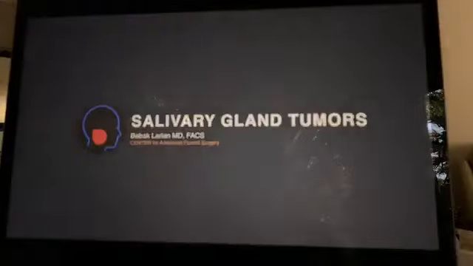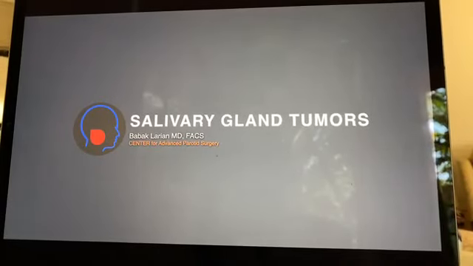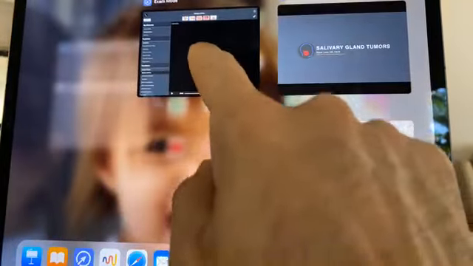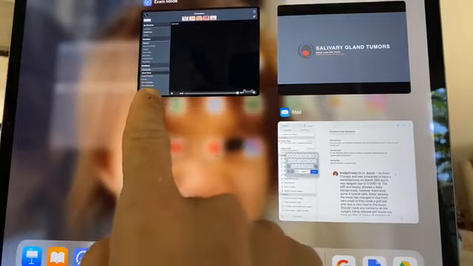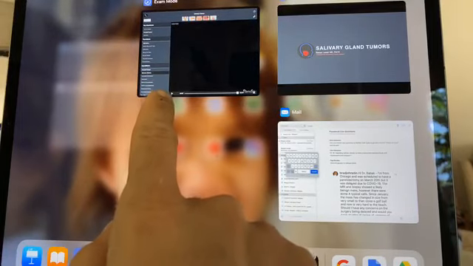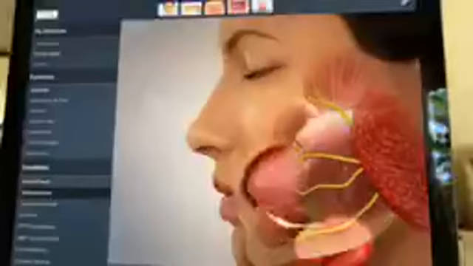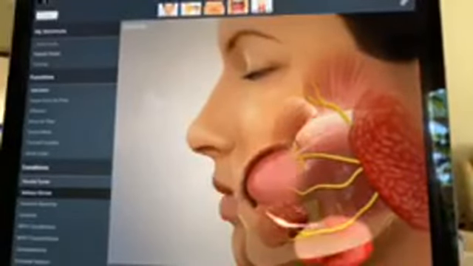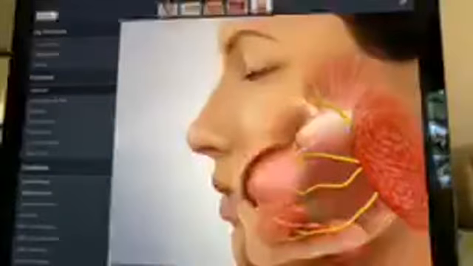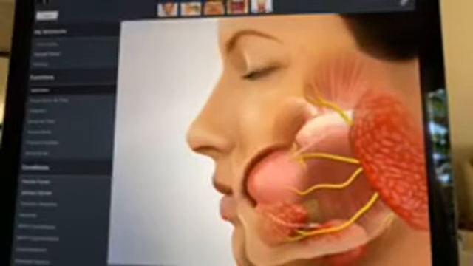And I'm going to go ahead and start the session. I'm going to start by just going through the basics because the first question we had was about salivary stones. So let me actually bring the... there we go. So the way the salivary glands function is that they produce saliva.